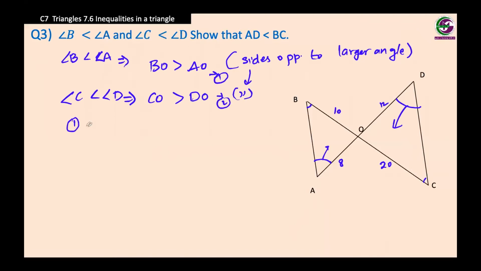When you add 1 and 2, what do we get? BO plus CO is BC, which will give us, following the same inequality, AO plus OD, which is AD. This means BC is greater than AD, or just rewrite it: AD is less than BC. That's what we had to prove.